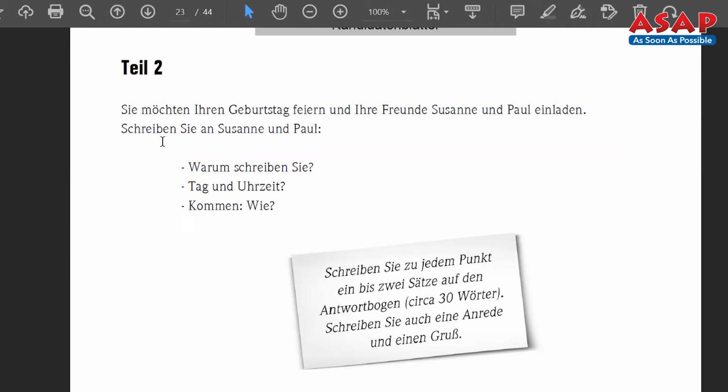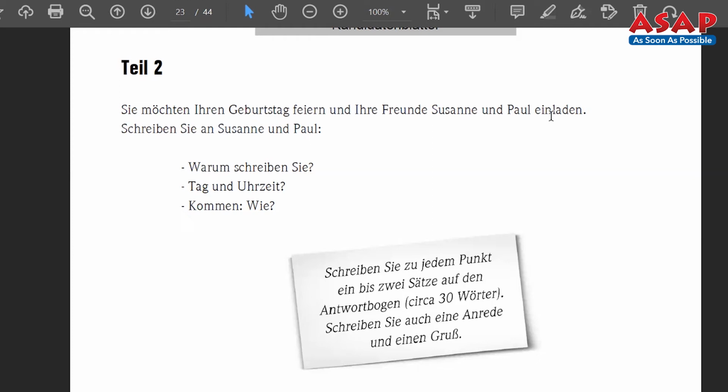Okay, so if you read this question carefully, it will take max 1 minute to read this. "Sie möchten Ihren Geburtstag feiern." You want to celebrate. The examiner is talking to you. An examiner is saying to you that you want to celebrate your birthday, "und Ihre Freunde Susanne und Paul einladen." You want to invite your friends.